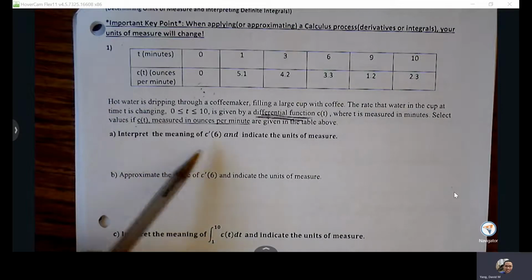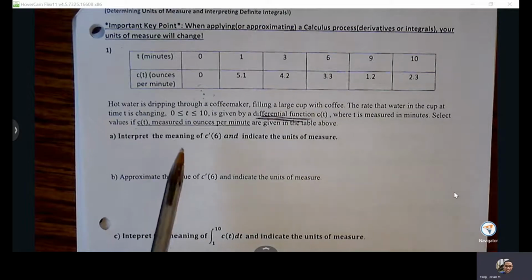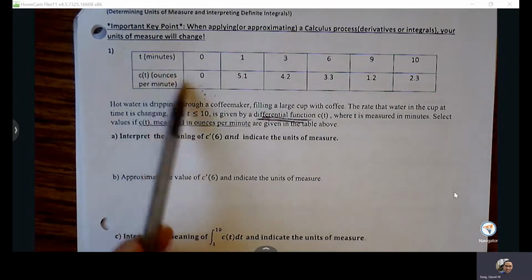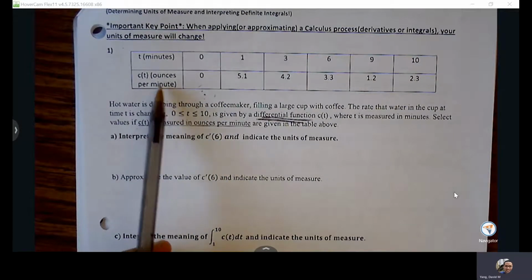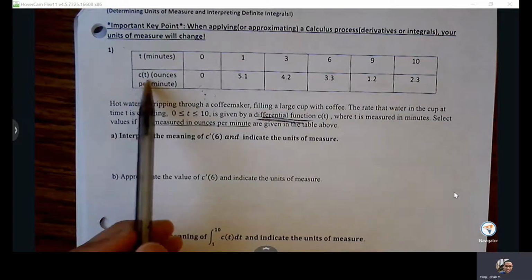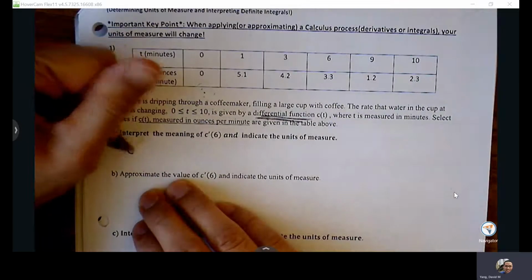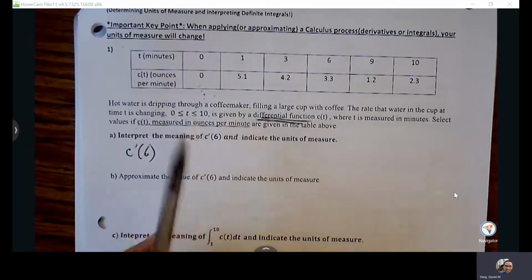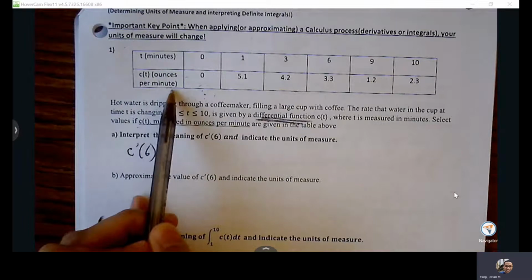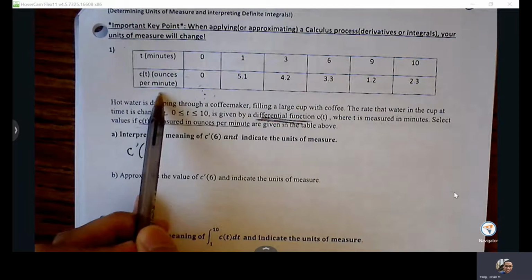Okay, interpret the meaning of C prime of 6 and indicate the units of measure. So we know that C of t is already ounces per minute, so we know that C prime must be talking about ounces per minute squared. We know that this is already the rate that the water is coming out. So basically your C prime of 6 is going to tell us the rate of change of this rate. Does that make sense? It's the rate of change of C of t.